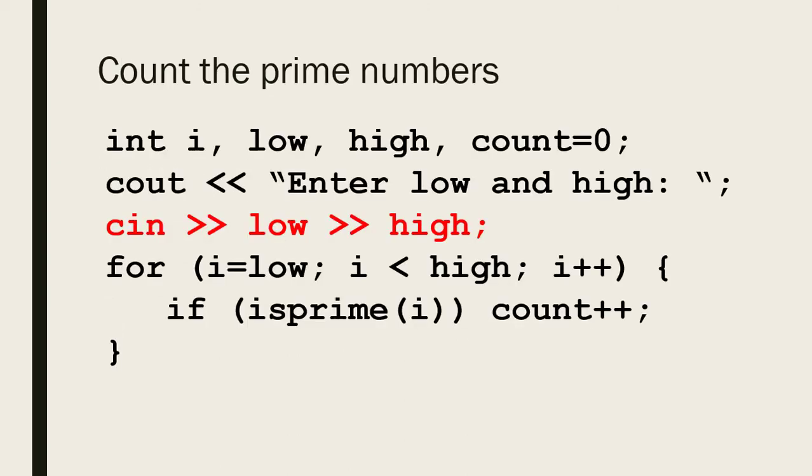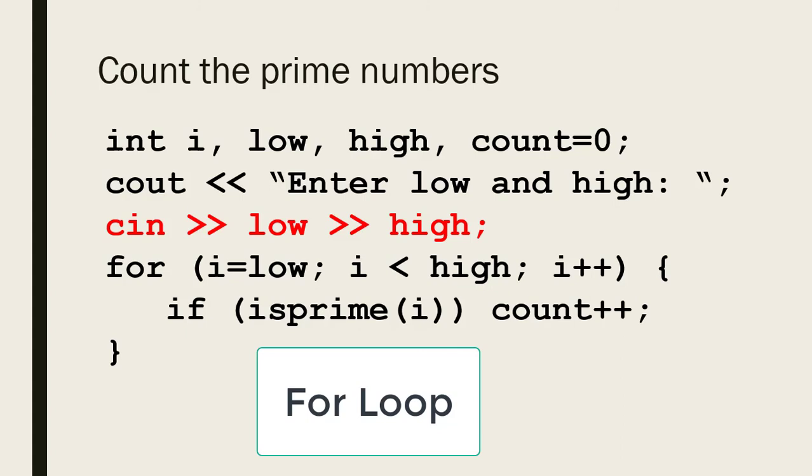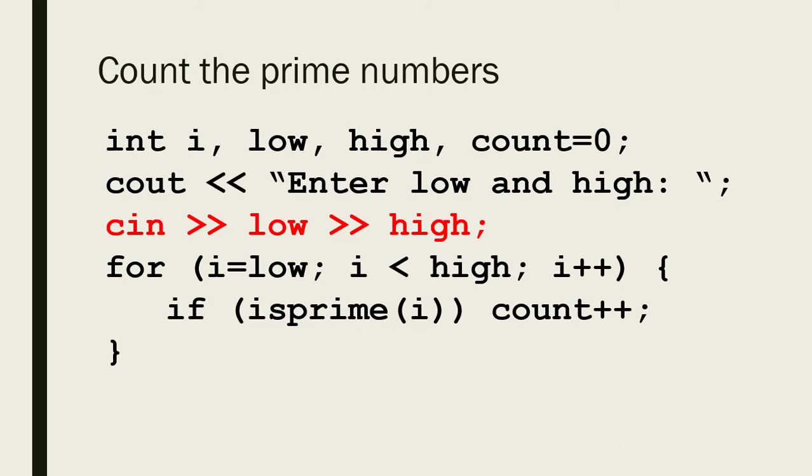Okay. This is one that is a for loop because we know where we're starting, we know where we're finishing, and we're going up by ones. This is a counter-controlled problem. Ask the user for the low and the high. Set up your loop control variable so i starts at low and goes up to high. And then one by one, check and see if i is a prime number, and if it is, add one to a count.